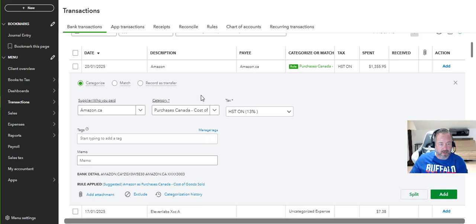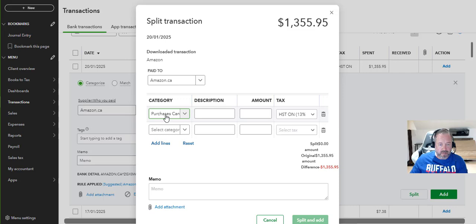So here is an example of transactions. You've gone to transactions, banking. Here's a credit card charge for 1,300 and change from Amazon. So we've got it in Canada cost of goods sold, but the problem is in this 1,300, we're going to assume some of that is actually exempt and we didn't pay any HST on it. So we come down here, click on this little split button. Okay, Purchases Canada. Here's the total.